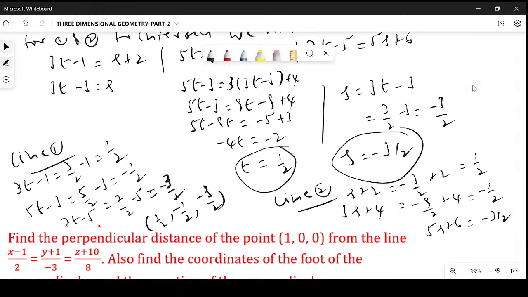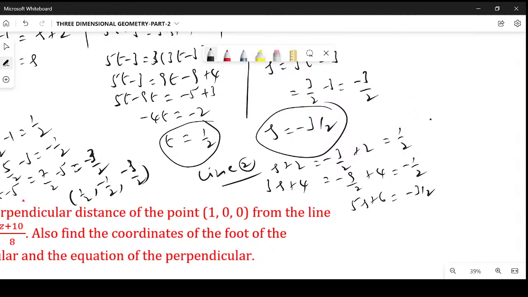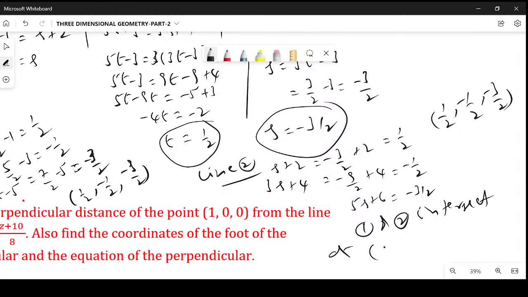So again you can see what you observe here. In line 2 also the point is the same. We got the same point: in line 2, the point is 1 by 2, minus 1 by 2, minus 3 by 2. In both cases we got the same point. Therefore, the given lines intersect and this is the point of intersection. Therefore, lines 1 and 2 intersect at the point 1 by 2, minus 1 by 2, minus 3 by 2. So that will be the answer.